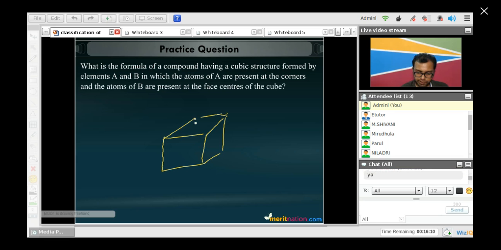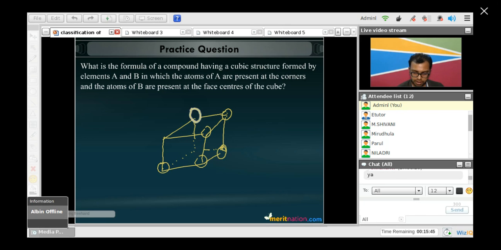So let's say this is the unit cell. Now in this unit cell, all the corner atoms are occupied by atom A and B atoms are present at the face centers of the cube, right? Now if all the corner atoms are occupied by A and B is present at the face center of the cube, every face center is having one B, right? So these are the face center atoms.